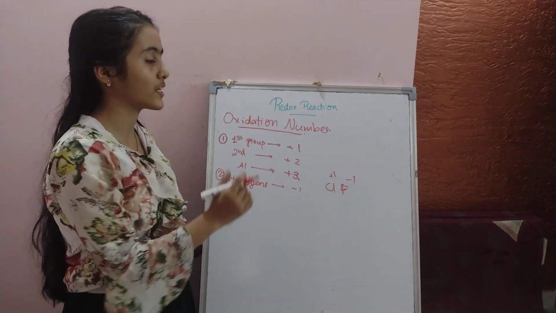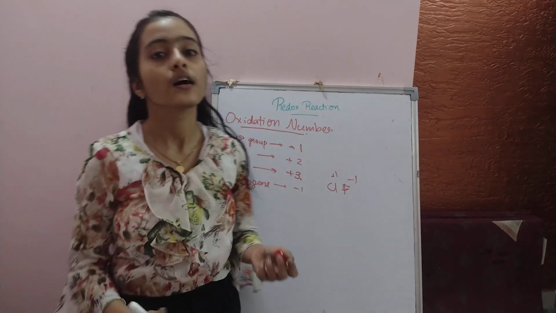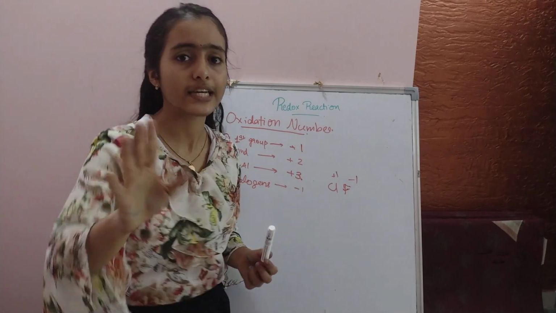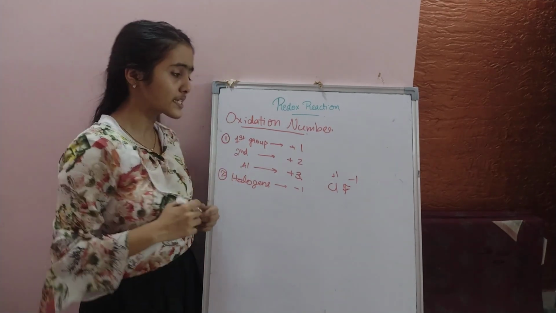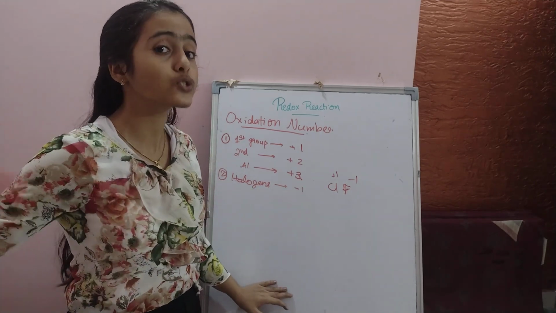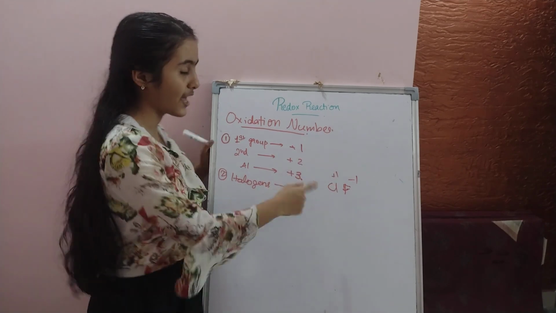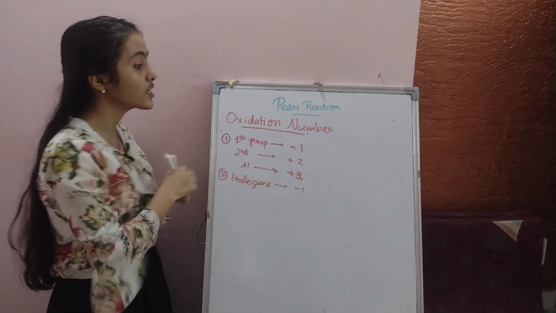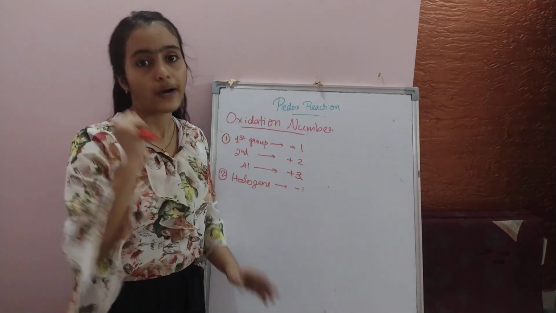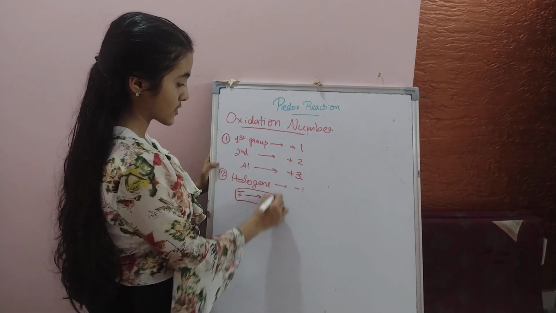Why is it so? That is because fluorine is more electronegative than chlorine. We have already studied in the classification that fluorine is the most electronegative element. It has electronegativity 4 according to the Pauling scale. So whenever a halogen atom comes with a more electronegative element, it has the +1 oxidation state. Halogens usually have the -1 oxidation state. Fluorine always has the -1 oxidation state.